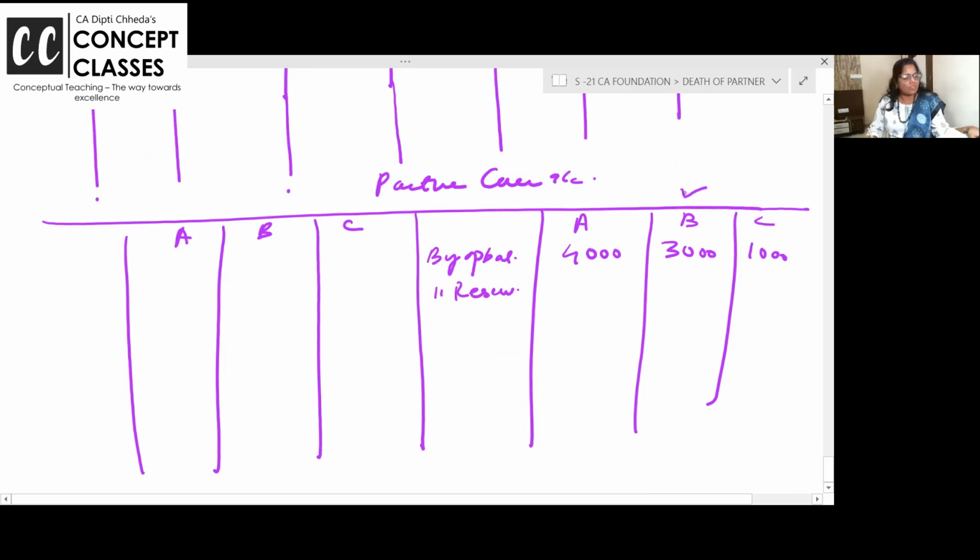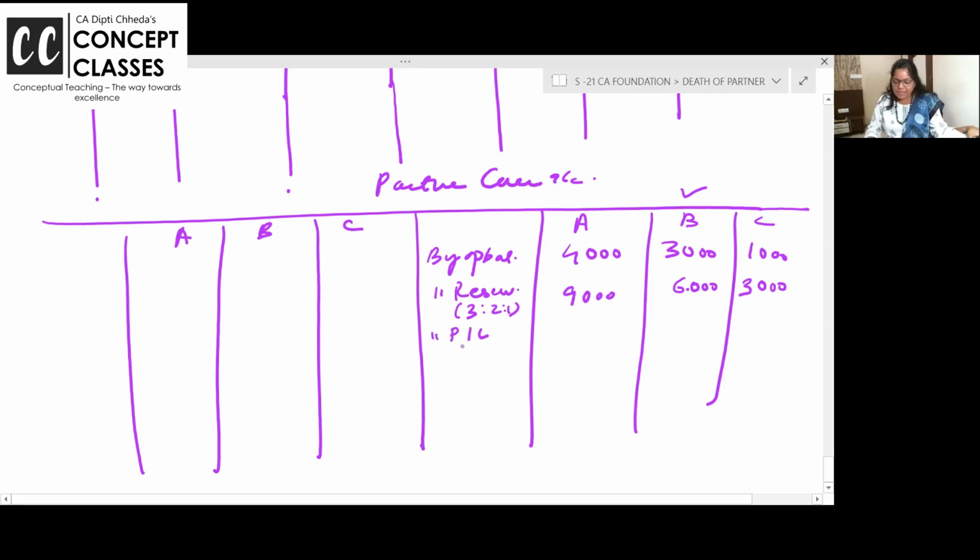B is going out. Reserves, give it to old partners in the old ratio, which is 3:2:1. And this is 18,000. 6,000, 12,000. No, I gave more. 18,000 divided by 6, so 3,000, 6,000 and 9,000. Check. Is the total coming to 18? Answer is yes. Reserves.